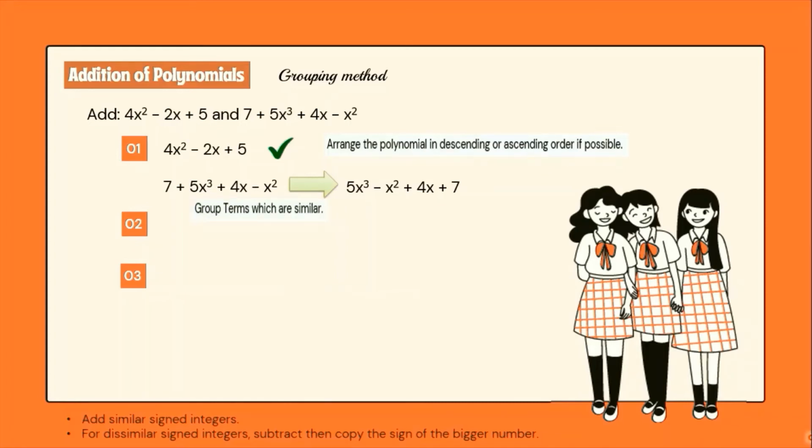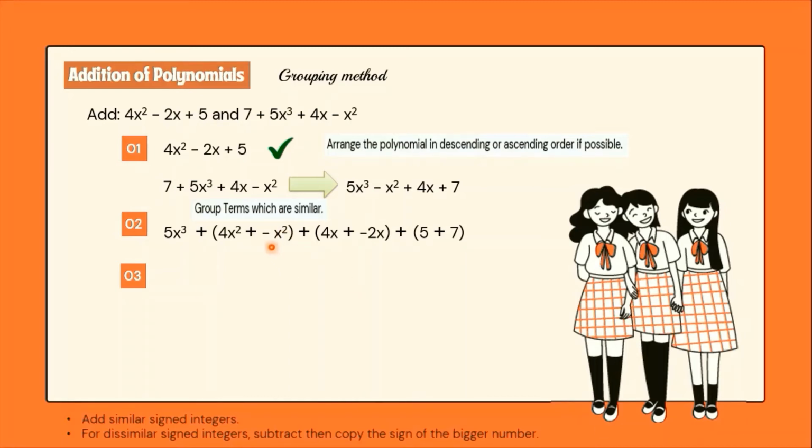Step 2, group terms which are similar. So, ganito natin siya i-group. 5x cubed, wala siyang kasama, dahil yung una nating polynomial, ang pinakamataas niyang degree ay 2 lamang, wala siyang 3 as a degree. Kaya walang kasama si 5x cubed. Next, i-group natin together si 4x squared at si minus x squared dahil pareho sila ng literal coefficient.